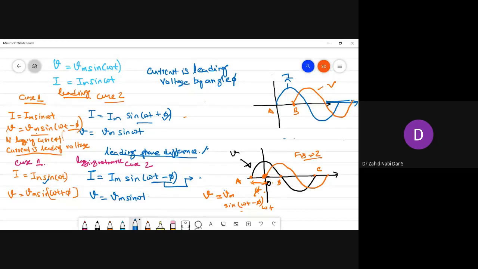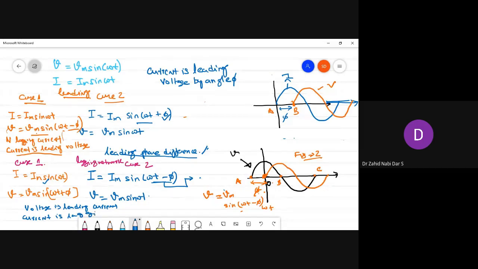This is my case 2. See here, I is equal to Im sine omega t, but V is equal to Vm sine omega t plus phi. V is starting after an interval of phi. So that means my voltage is leading. Voltage is leading current. If voltage is leading current, what is current doing to voltage? That means current is lagging.